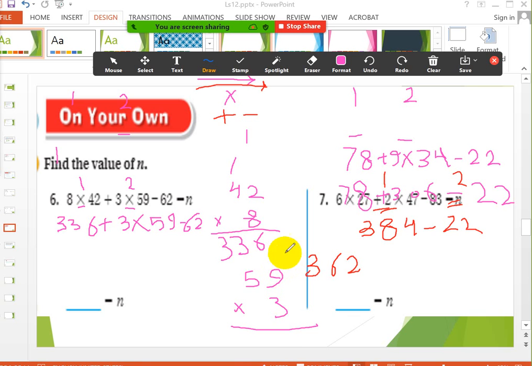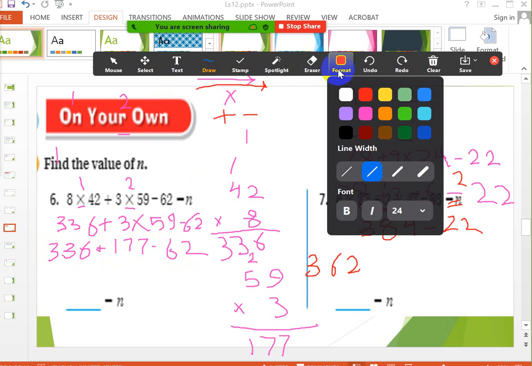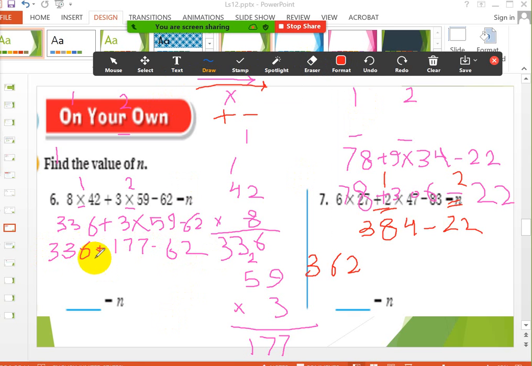3 multiply 9 equals 27. So I will put 7 here and 2 above the tens. 3 multiply 5 equals 15 plus 2 equals 17. So the answer for this multiplication will be 177. So I did my first step, which is here multiplication, minus 62. Here I have to do the subtraction now and addition from the left to the right. That means I will start with addition, then I will do the subtraction. This is the first one and this is the second one.